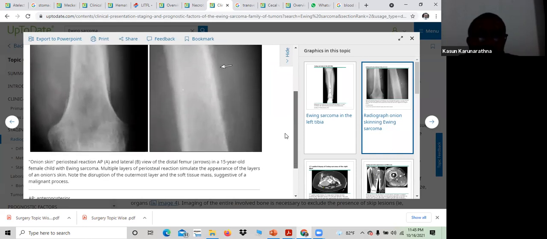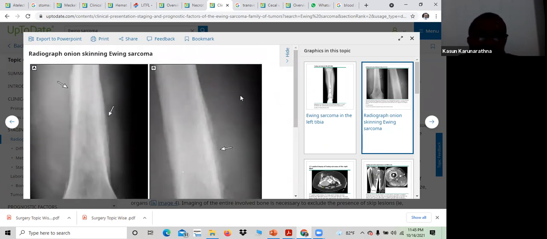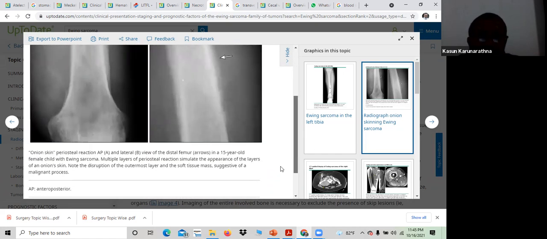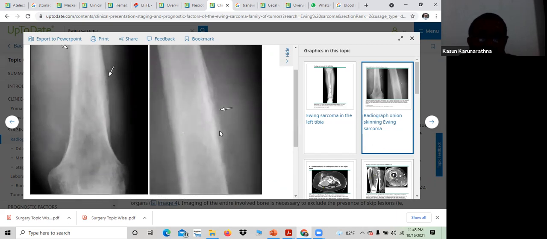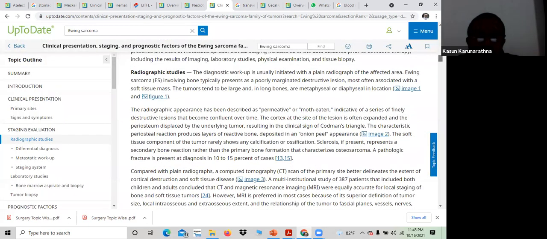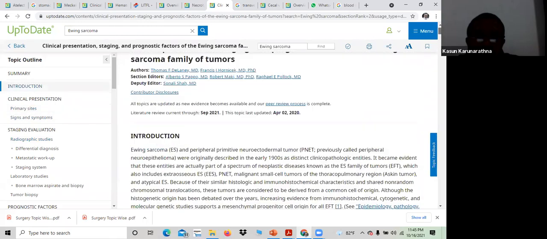Disruption of the outermost layer and a soft tissue mass suggest a malignant process. This is the soft tissue mass, right? Disruption of the outermost layer. Okay. Ewing sarcoma.